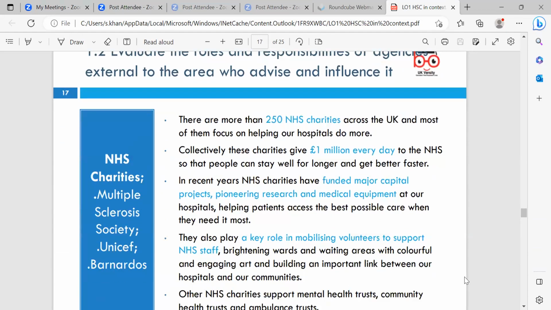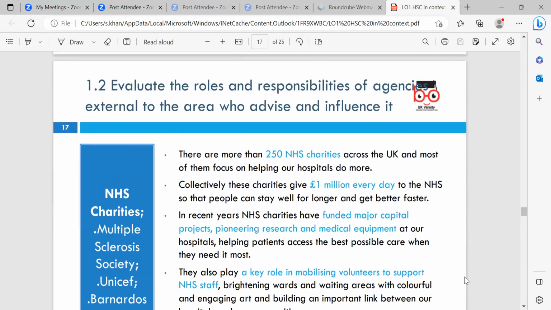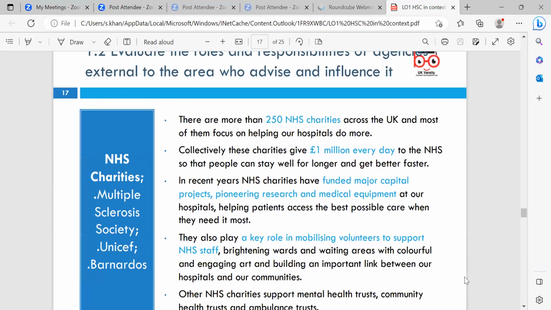So 1.2, which is to evaluate the roles and responsibilities of external agencies who advise and influence them. The NHS charities, Multiple Sclerosis Society, UNICEF, and Barnardo's. There are more than 250 NHS charities across the UK, and most of them focus on helping hospitals. Collectively, these charities give 1 million every day to the NHS, so that people can stay well for longer and get better faster.